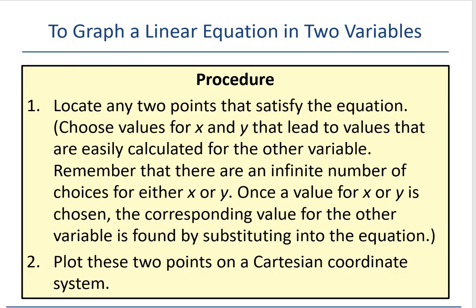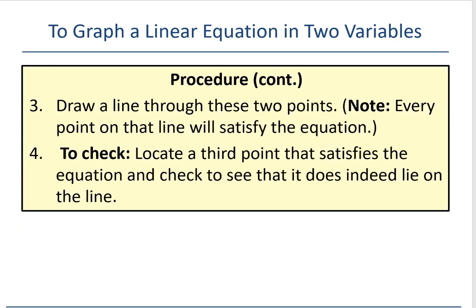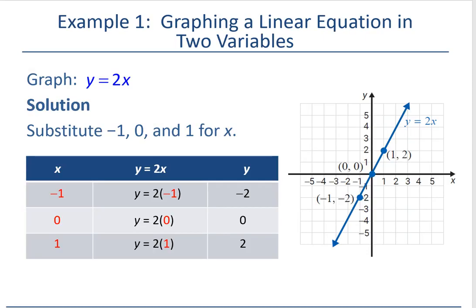Continuing on, procedure. We're going to locate any two points that satisfy the equation. Choose values for the x and y that lead to values that are easily calculated for the other variable. Just remember that there are an infinite number of choices for either x or y. Plot these points on the coordinate system, and then connect those points and check. We can find a third point that satisfies the equation to check to see if the line works. Let's look at one of their examples and then we'll do some of our own.